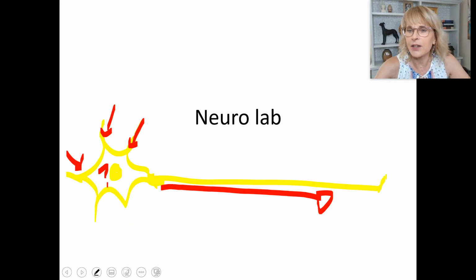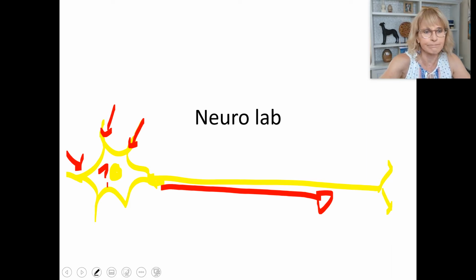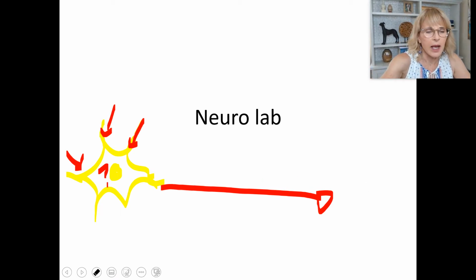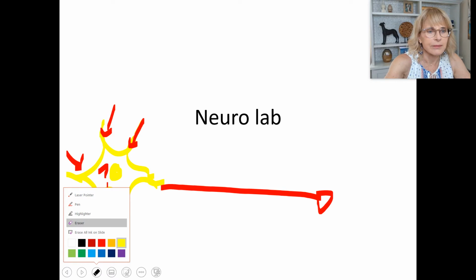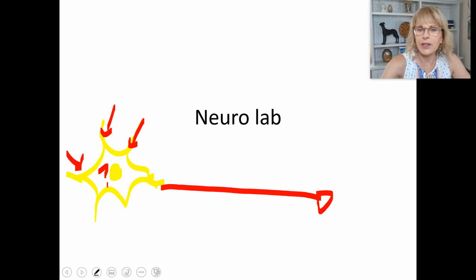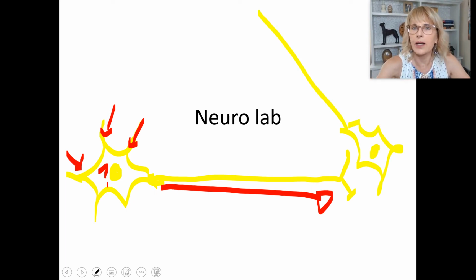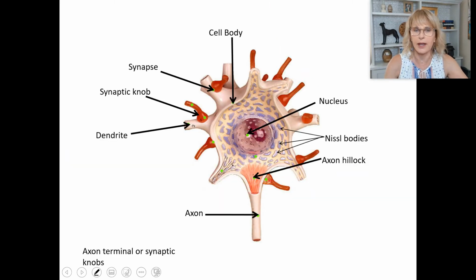Also, at the end of the axon, there will be little axon terminals. Let me just erase this a little bit, okay? So here's going to be my axon. At the end of the axon, there are these little axon terminals, and the axon terminals will come in contact with the cell body of the next neuron in the line. This is important context. Let me show you why.